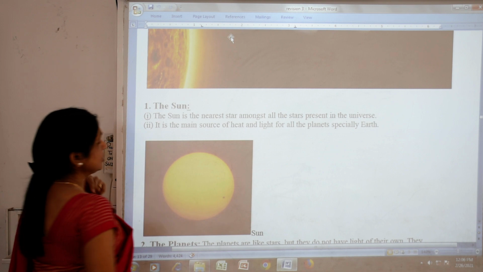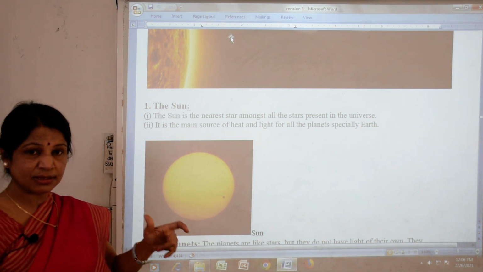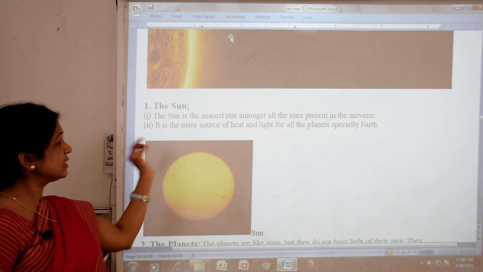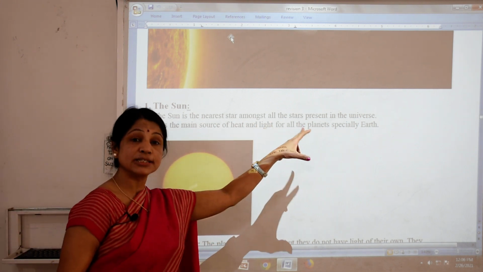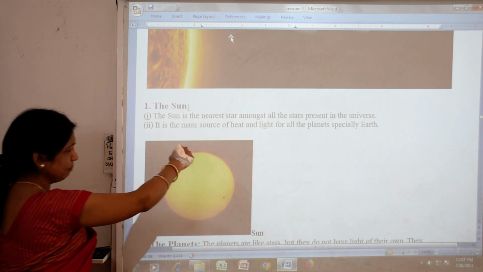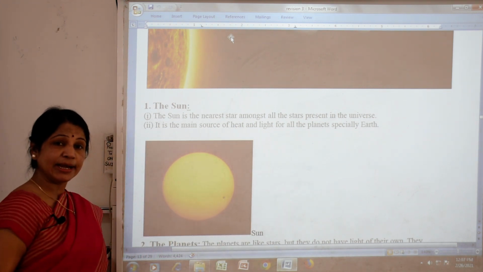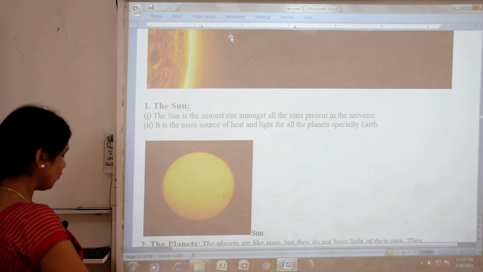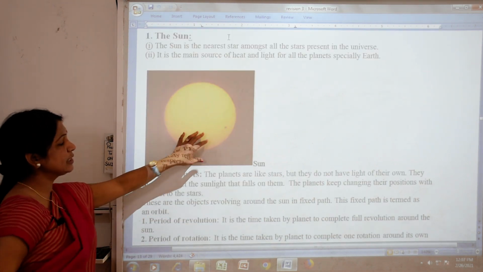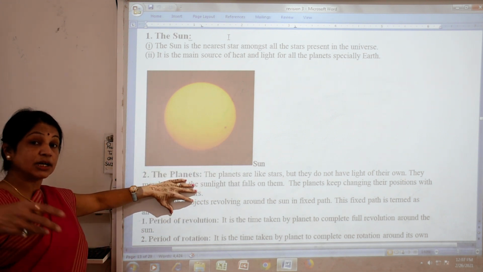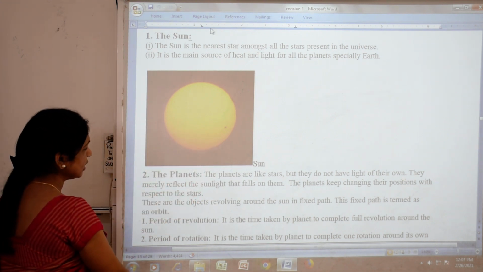Now the Sun. The Sun is the nearest, strongest, biggest star amongst the stars present in the universe. It is the main source of heat and light for all planets, especially the Earth. Now further we are going to see a picture of the Sun, and then we are going to see the other planets. What is that?